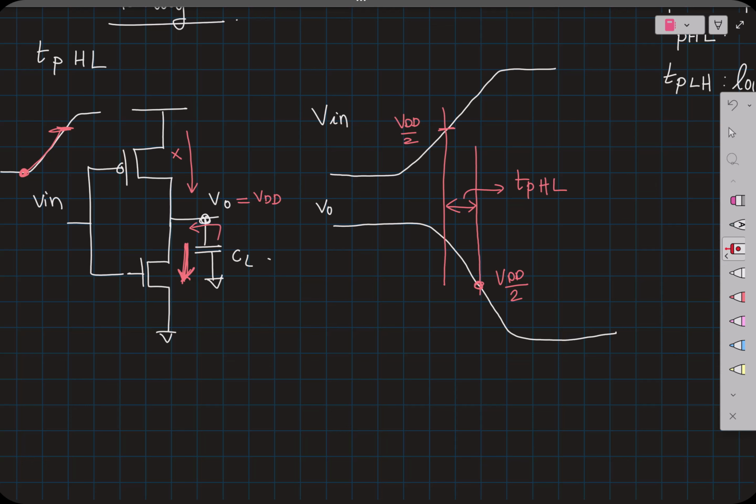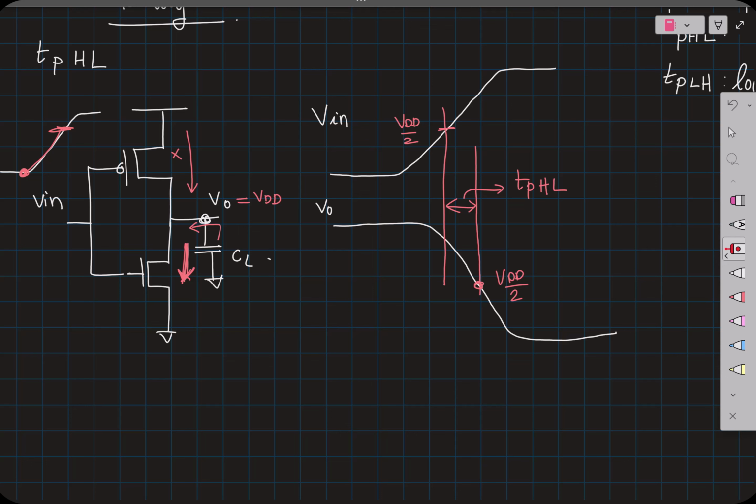With this in mind, what is the first approximation that you would recommend? What approximation can you recommend for the input waveform? Instead of assuming a finite time, it makes more sense to assume that the input is a step input.